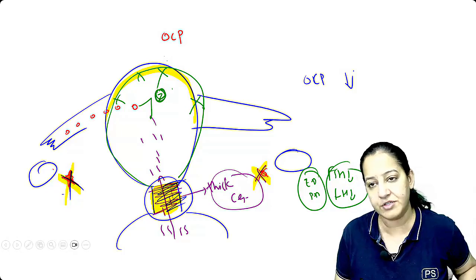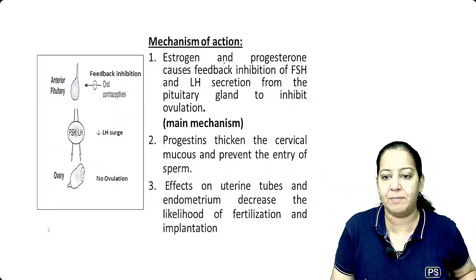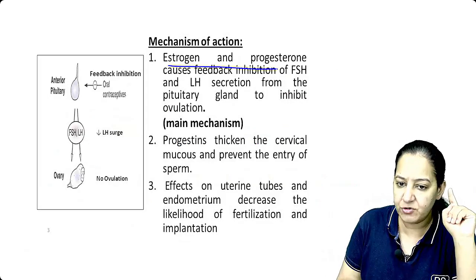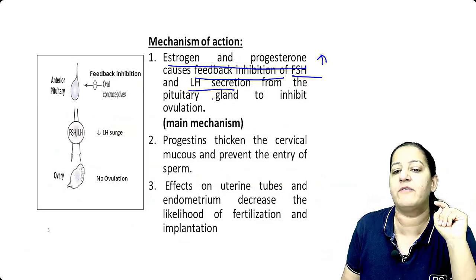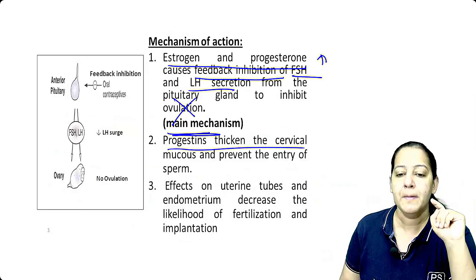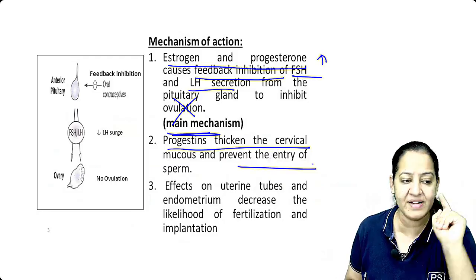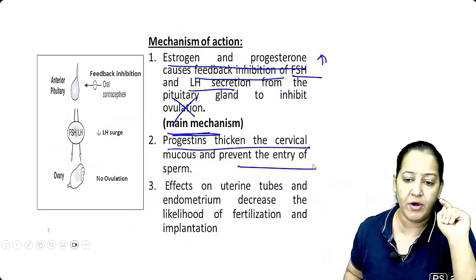How many of you got it? Say, respond. So these are the three mechanisms of action of the OCP. Number one, estrogen and progesterone are high in the blood. That's why it is causing a negative feedback on FSH and LH. So no ovulation. The main mechanism. Progesterone thickens the cervical mucus, so it prevents the penetration of sperm into the reproductive tract of the female.